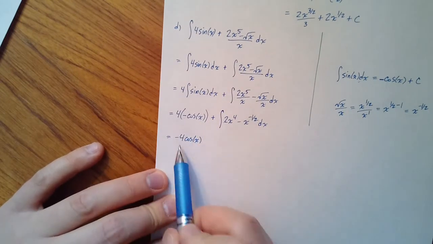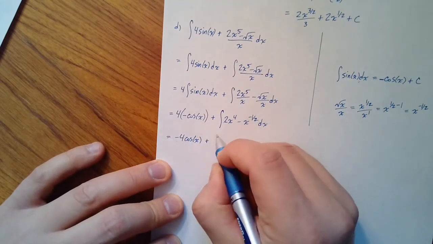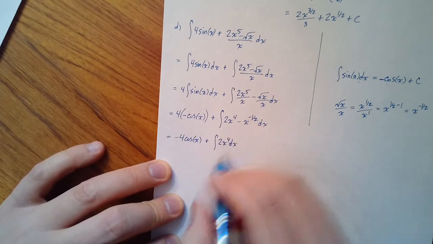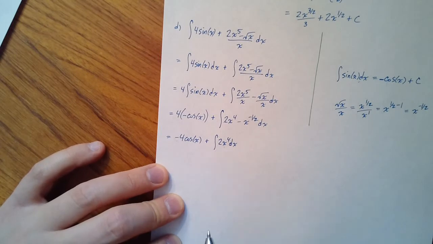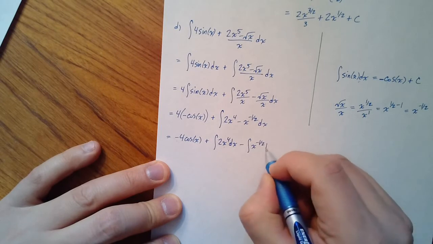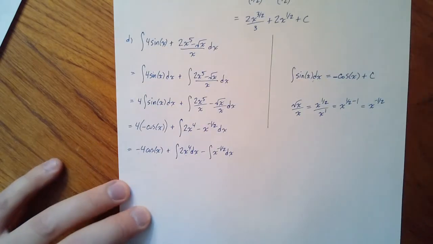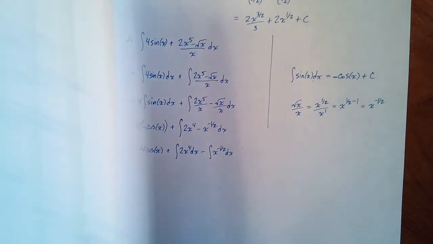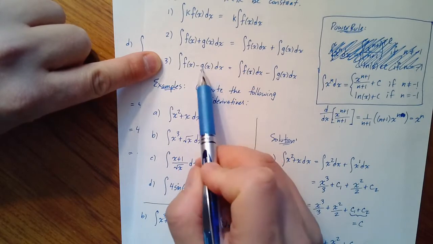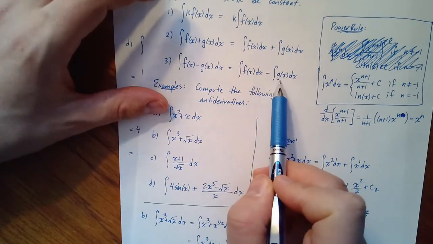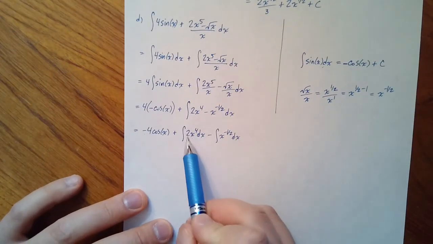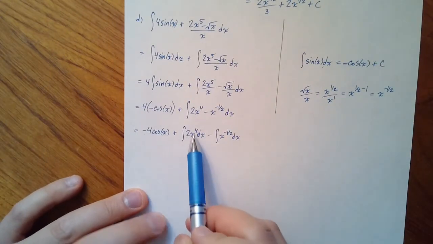So I'm just going to rewrite this as negative 4 cosine of x, and then say this is plus the antiderivative of 2x to the 4 with respect to x, minus the antiderivative of x to the minus 1/2 with respect to x. So I have to split that up using the subtraction property. So I'm using property 3 here, where this was 2x to the 4 and this is x to the negative 1/2, and I'm splitting it up into 2 different antiderivatives with subtraction in the middle. And then now I can pull the 2 out because it is multiplied onto everything else.